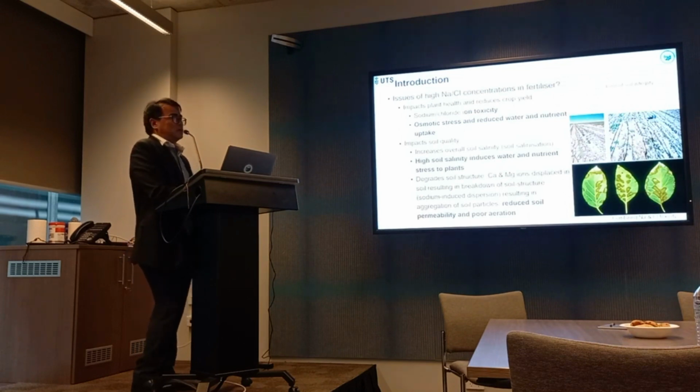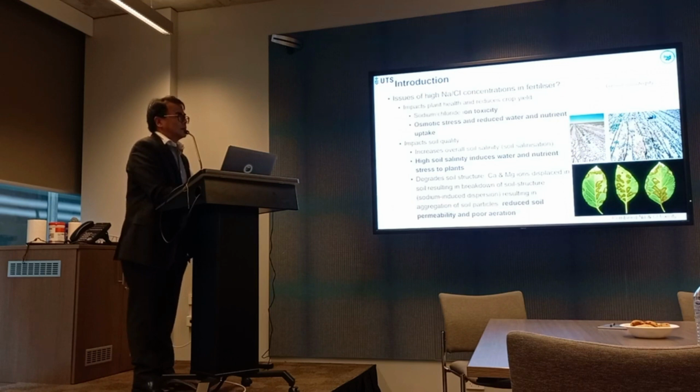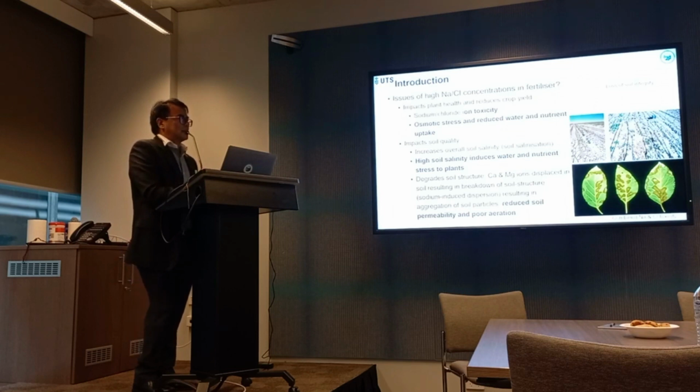The issue with sodium and chloride is ion toxicity. If you have a lot of sodium, there are three things that impact it: ion toxicity, then osmotic stress induced in the plants, which results in a reduction in yield. The other problem is soil degradation. It displaces magnesium and calcium in the soil, which degrades the soil quality and results in aggregation of soil, reduced soil permeability, and poor aeration.